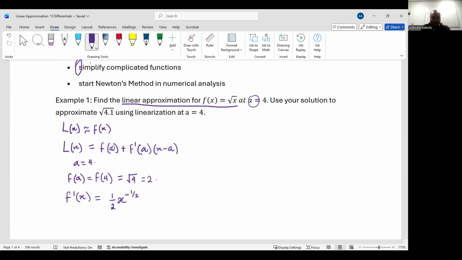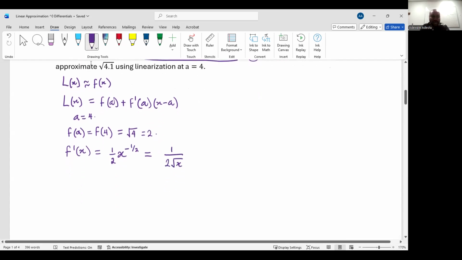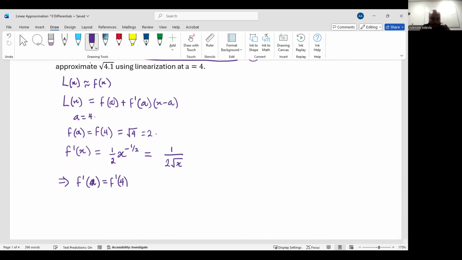Having done that, then I can rewrite this as 1 over 2 square root of x. That is just from indices. Now, that implies that the derivative of f at 4, or at a, will be 1 over 2 square root of 4, which is 1 over 2 times 2, which is 1/4.